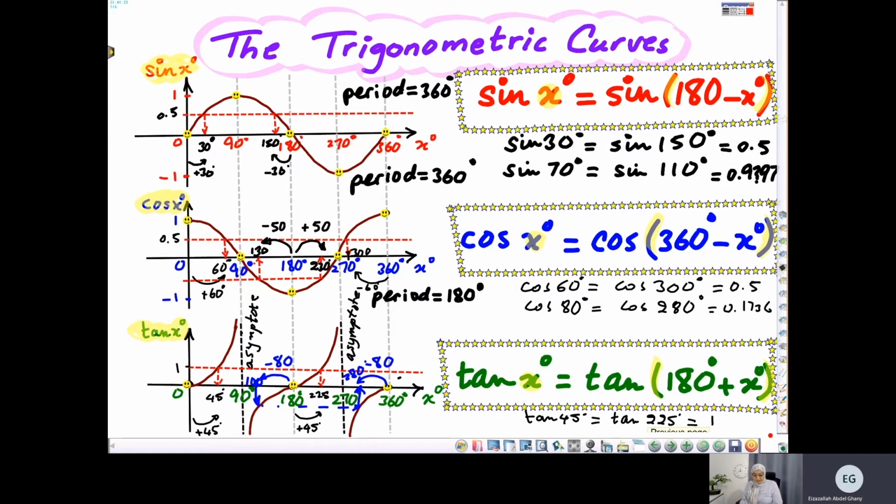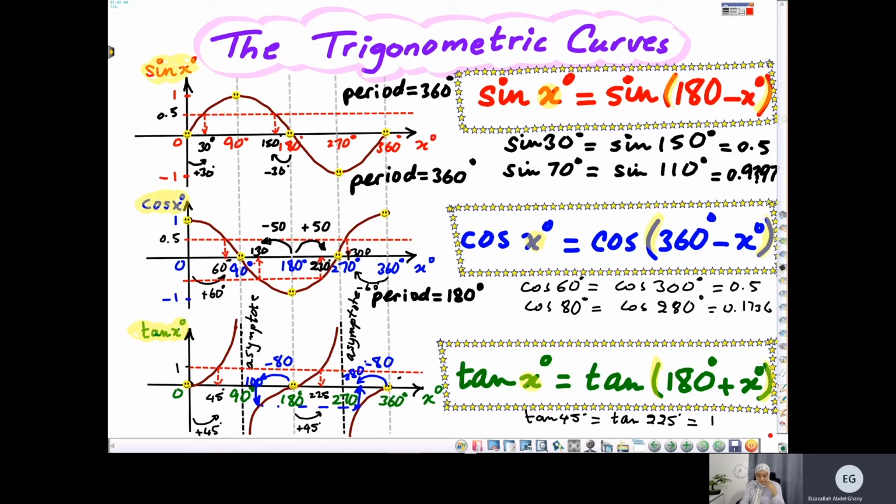The sine curve gives you a rule about this horizontal line. It gives you a rule that sine of an acute angle is the same as sine of another angle which is obtuse, its supplement, 180 minus this acute. Sine of an acute angle has the same value as its supplement.